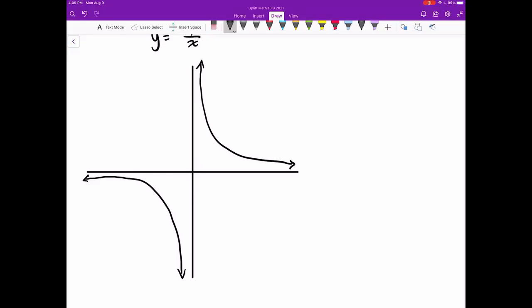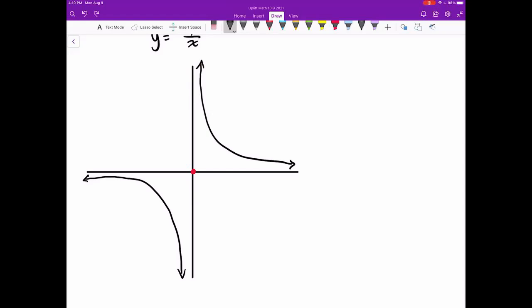For x equals 0, we can see that both sides approach x equals 0, but that never happens. As the right side goes up to infinity, it gets close to 0, but it never touches 0, and same as the left side.